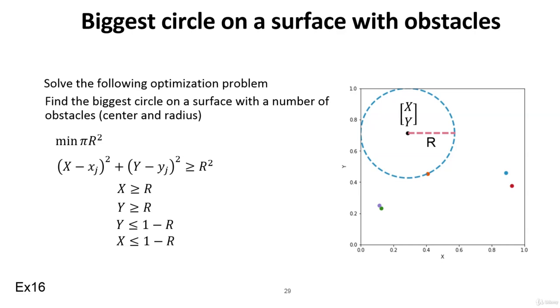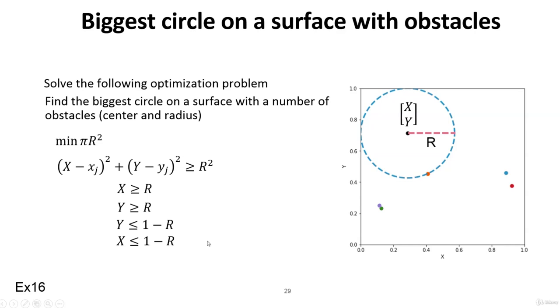So suppose we do have some obstacles here on the surface, and the dimension of that surface is 1 and 1. It's like a square, and we want to find out the location and the radius of the biggest circle that we can place on the top of this surface without overlapping any of these obstacles.